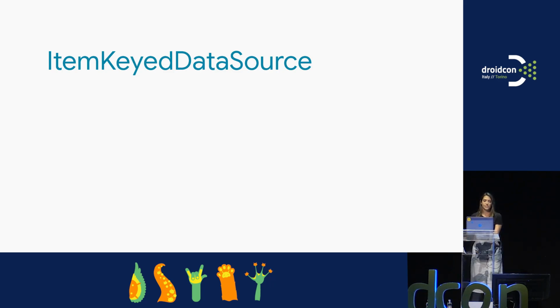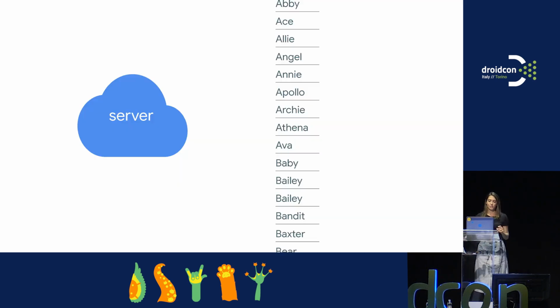OK, next data source is item keyed data source. So let's say that we have a list like this of, let's say, names coming from the server.